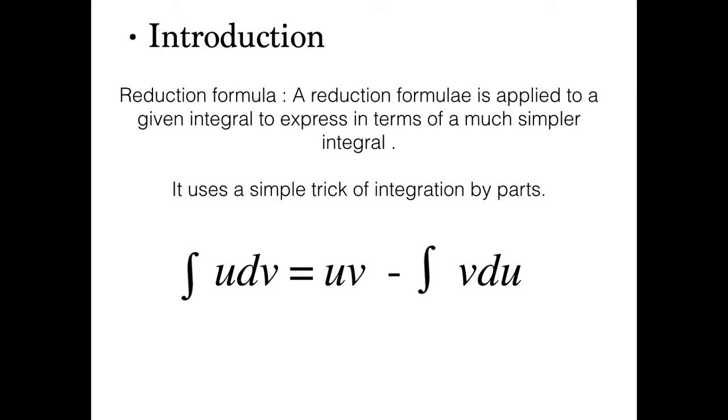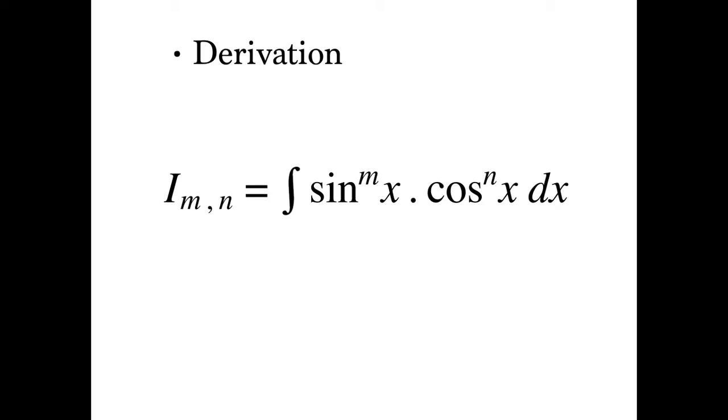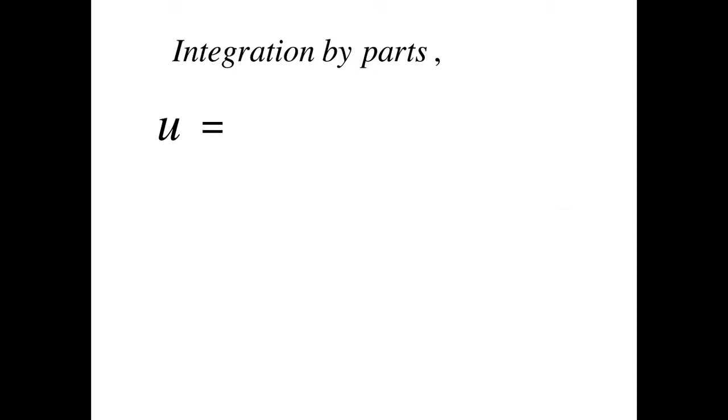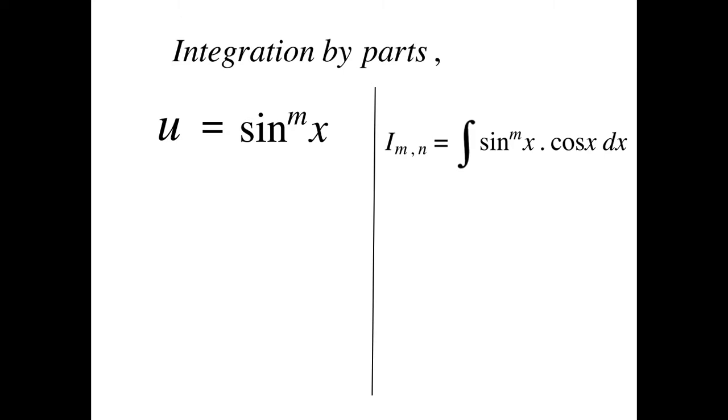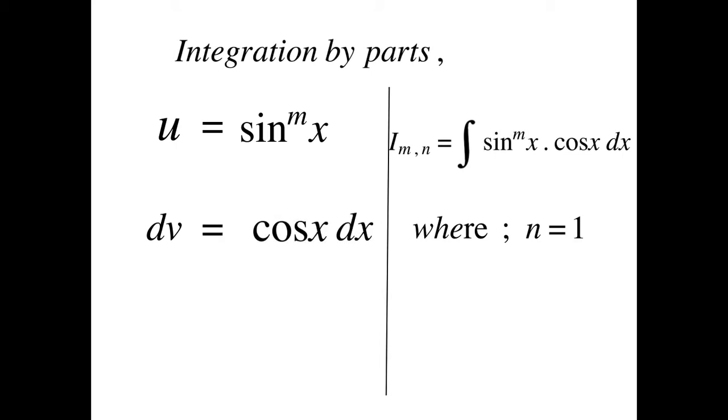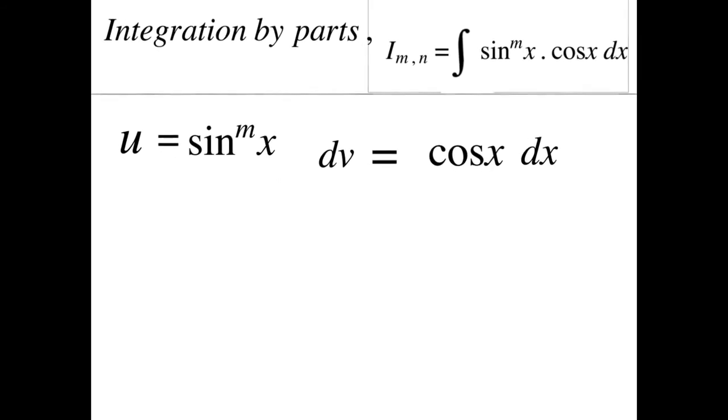Okay, so we are done with this. Now let us straight away go through the derivation. Before going to the derivation, I'm going to derive a particular term which is similar to this, but I'm going to substitute 1 in the place of n, which is the power of cosine, and find the integral of sine to the power m of x times cosine of x dx. Now over here I've already chosen u, because in integration by parts we need u and dv, right? And what is the remaining part? The remaining part is dv, which is equal to cosine of x dx. Okay, so we are done with this as well.